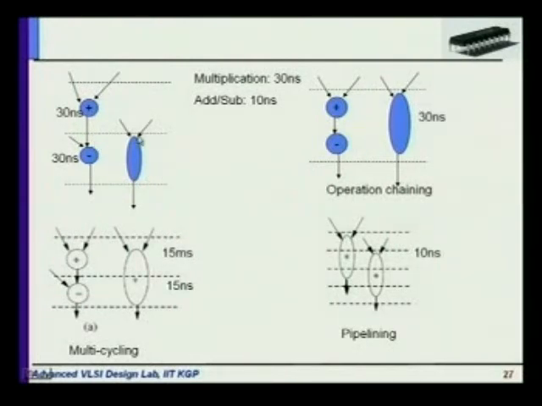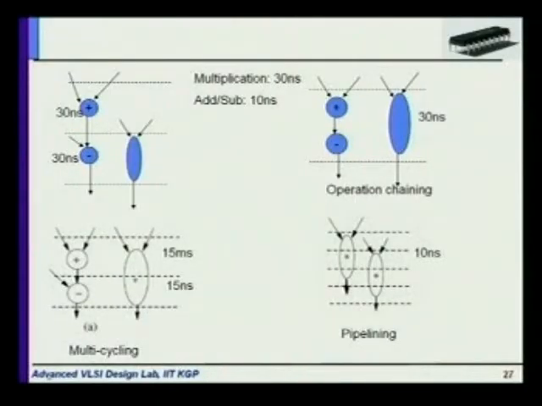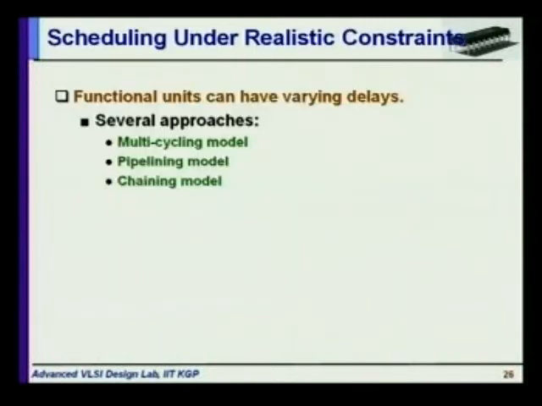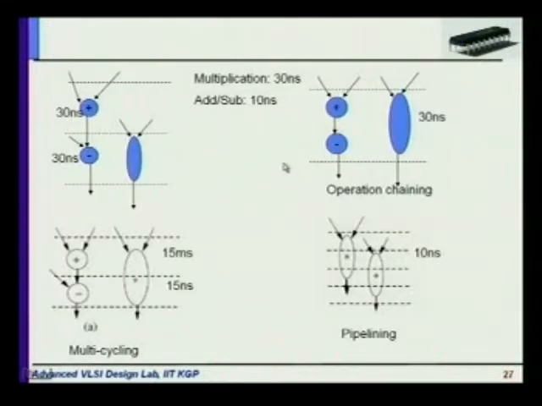So is it possible to consider some advanced scheduling techniques so that it can optimize the clock period also? How can we do that? The three approaches are the multi-cycling model, pipelining model, and chaining model. So let's consider the multi-cycle model first.